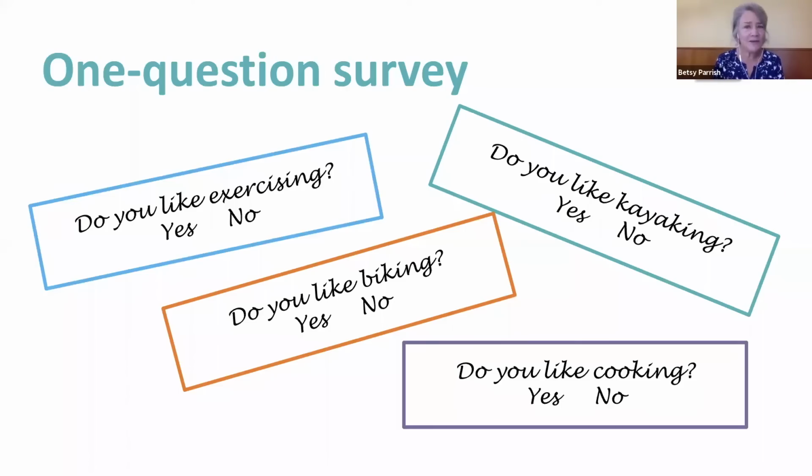And then you make questions, and for beginners, you could do yes/no questions, or you could do WH questions with frequency adverbs. How often do you exercise? Once a week, once a day, once a month, whatever. But let's just keep it simple to see that you can do these sorts of tasks with beginners. So do you like exercising? Yes, no. Do you like kayaking? Do you like biking? Do you like cooking?